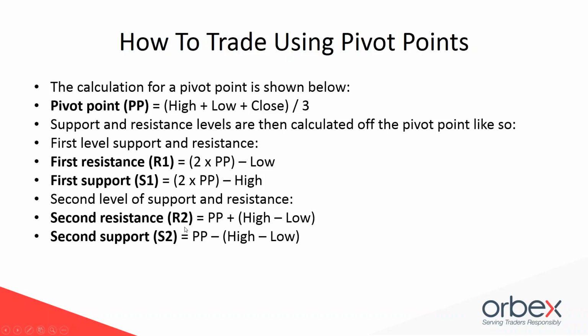The second resistance is the pivot point plus the high minus the low. And the second support is basically the pivot point minus the high minus the low.